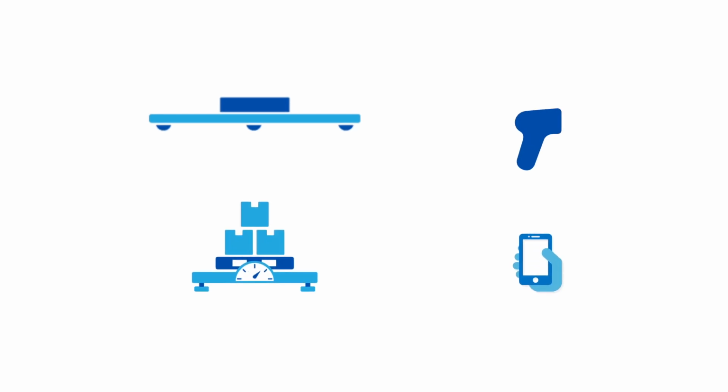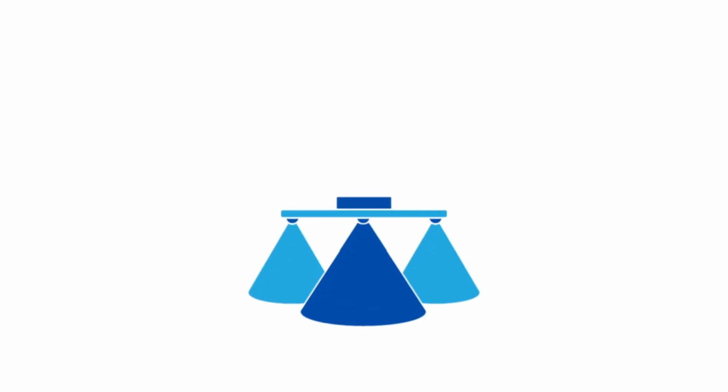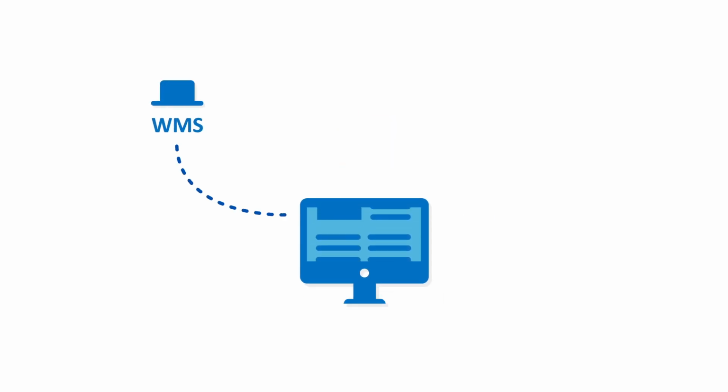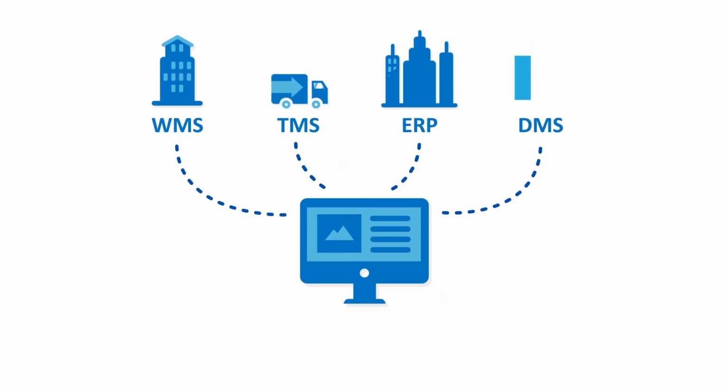Just drop your freight under the dimensioner, then trigger a scan using our convenient triggering app or a barcode scanner. Seconds later, your dimensioner automatically delivers a packet of information containing the certified measurements, weight, and photos of your freight directly into your desired back office system, whether it's a WMS, TMS, ERP, or FreightSnap DMS.